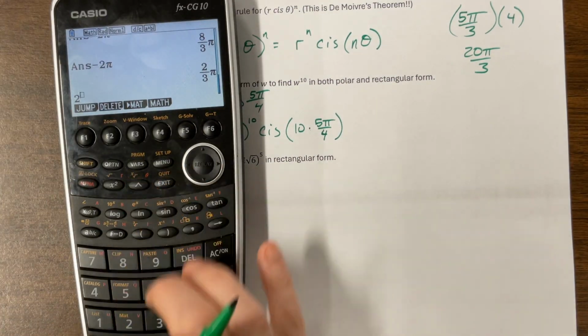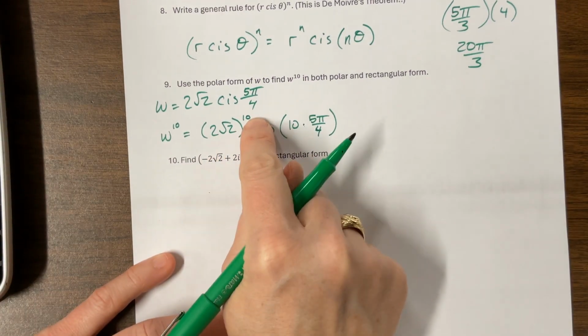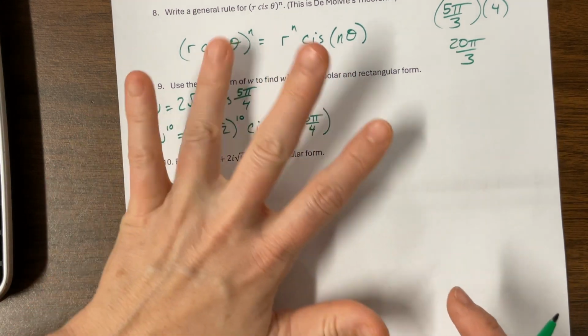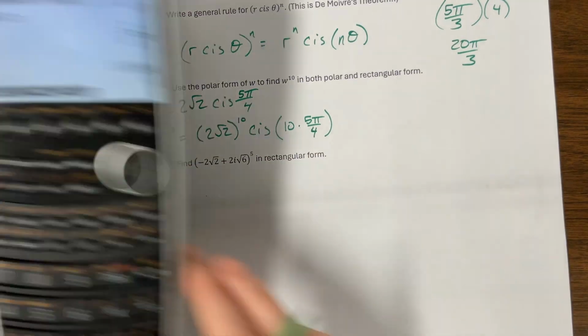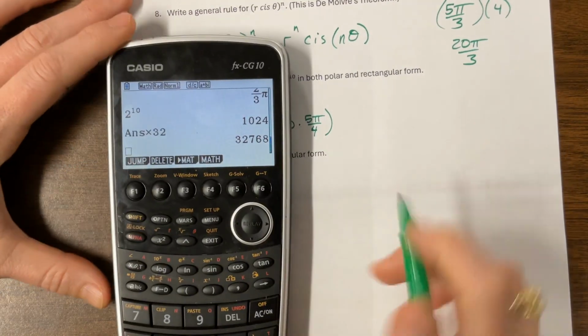Did I tell you I'm jet lagged? Oh, yes, okay. So this is 1024 times, now root 2 to the 10th ends up being 2 to the 5th, which was 2, 4, 8, 16, 32. So I have 1024 times 32. Okay, which is this number.